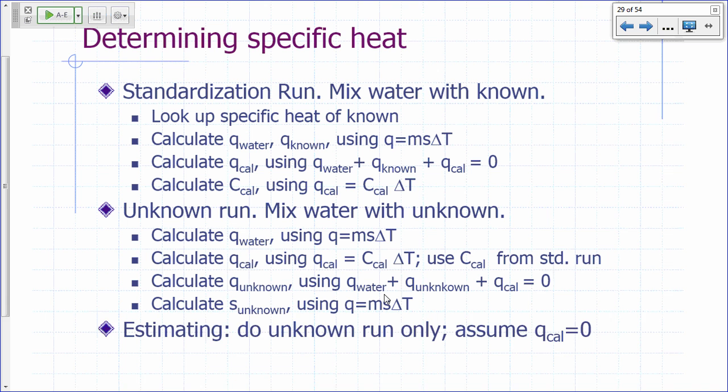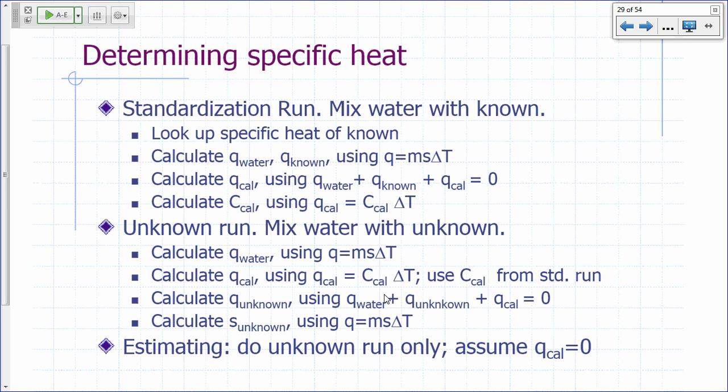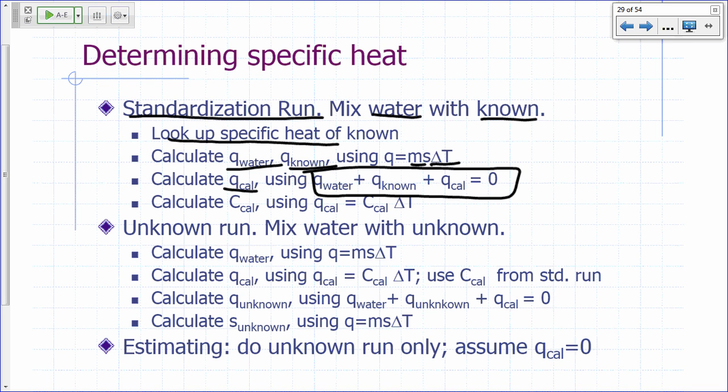All right, let's summarize the procedure for determining specific heat. You do a standard run: you mix two known things, usually one of them water and the other some known metal. You look up the specific heat of the known material. Calculate Q water and Q known, where Q is mass times specific heat times delta T. Then you can calculate Q cal, given that all those Q's add up to 0. From that, the calorimeter constant is Q cal over delta T. That was the first example, and the follow-up question was the unknown run.